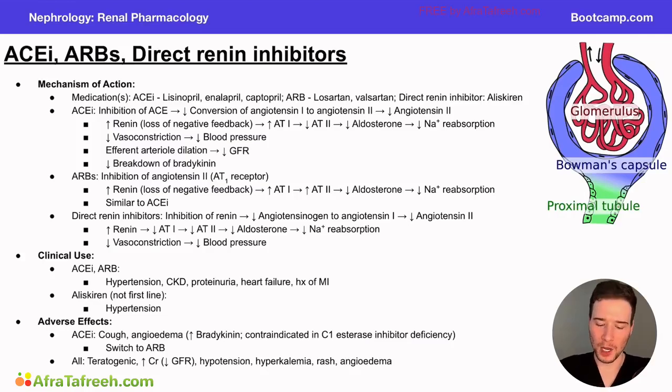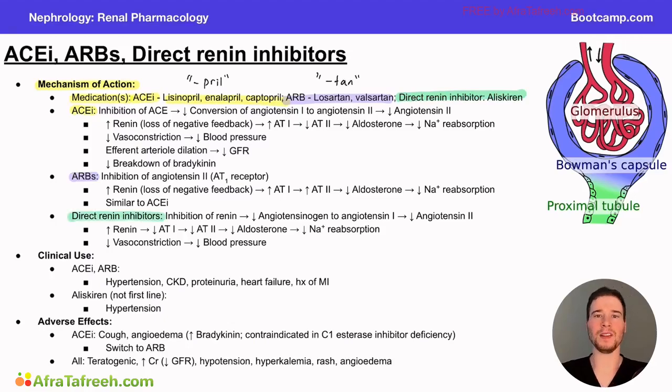because now we're going to talk about what happens when we inhibit that system. So if we look at our medications here, we have three main groups we're going to talk about. ACE inhibitors, which include lisinopril, enalapril, and captopril. Just think about things that end in pril. Then we have our angiotensin receptor blockers, including valsartan and losartan. These tend to end in tan. And then finally, we have our direct renin inhibitors like aliskiren.